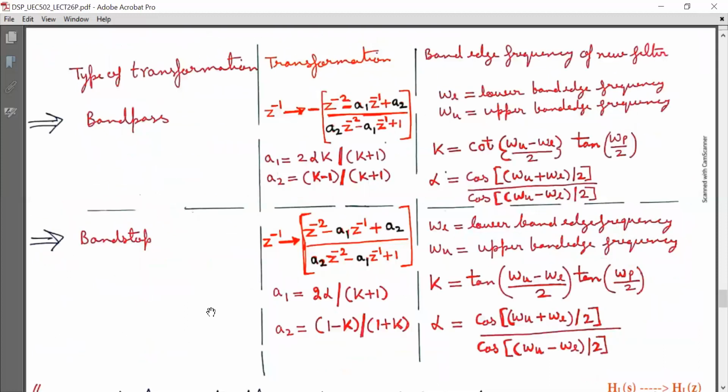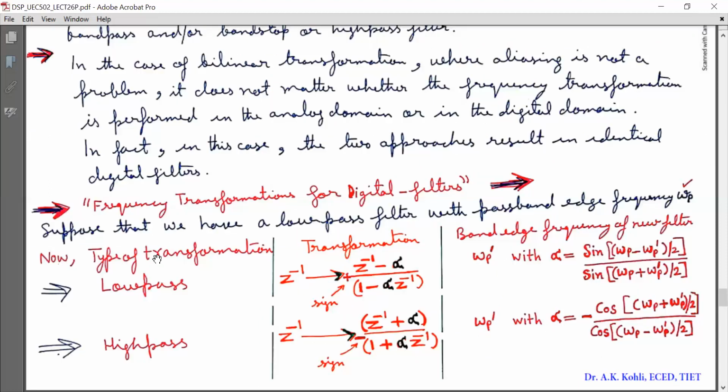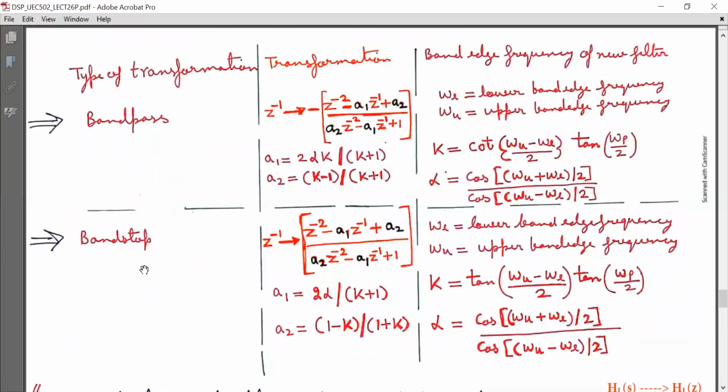Now, let us suppose I want to design a band stop filter. The available low pass filter in the digital domain has the edge frequency omega p. Now I want to design a band stop filter. Then in the H(z) of the low pass filter, I will replace z inverse with (z raised to minus 2 minus A1 z raised to minus 1 plus A2) divided by (A2 z raised to minus 2 minus A1 z inverse plus 1).